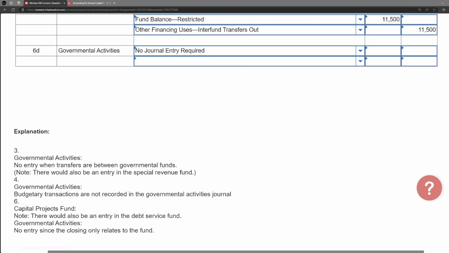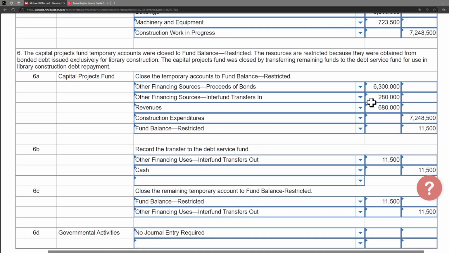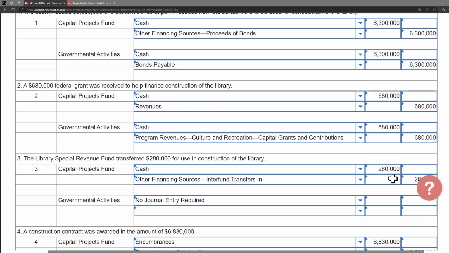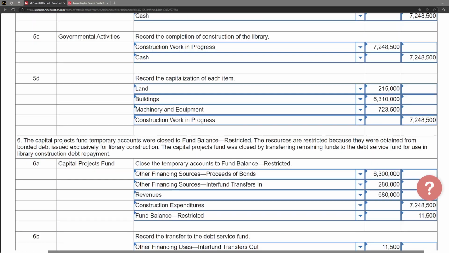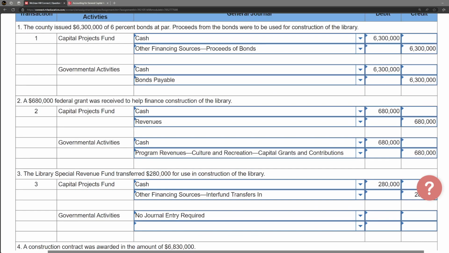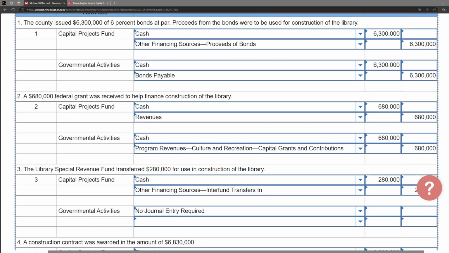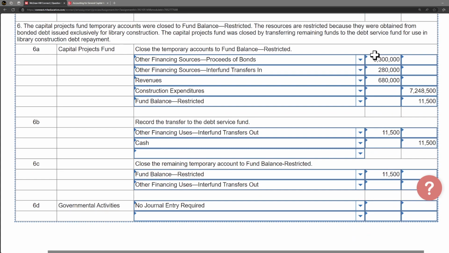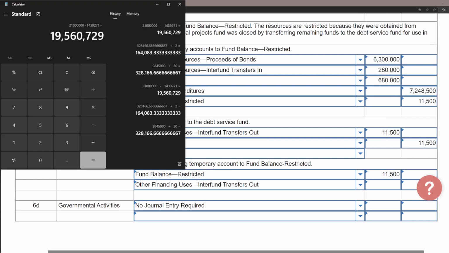We're going to, the transfers in, which is the 2.8 here, and we've got 680 that we've classified as revenues, which is going to be the grant money. See, we classified them as revenues. And so we're going to allocate that and say, if I add those numbers up, let's see, 63.